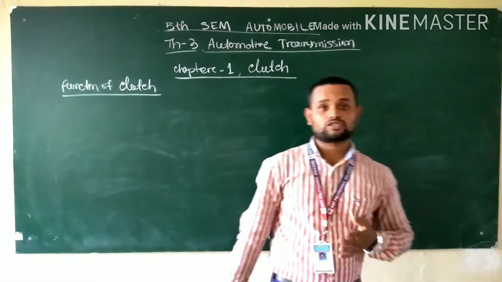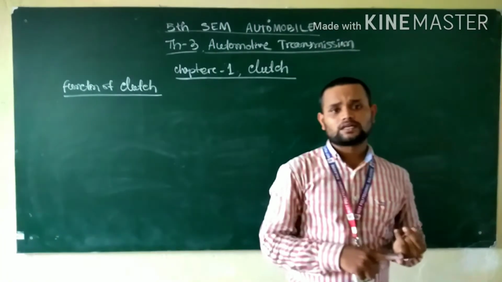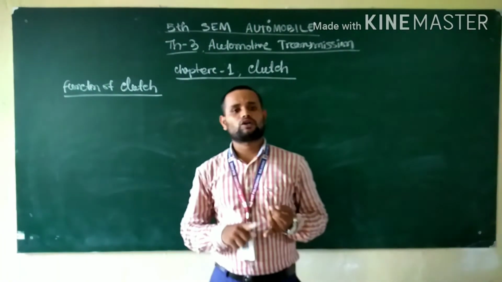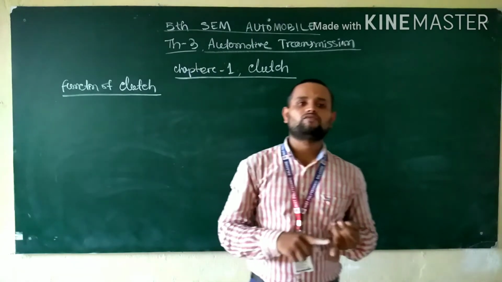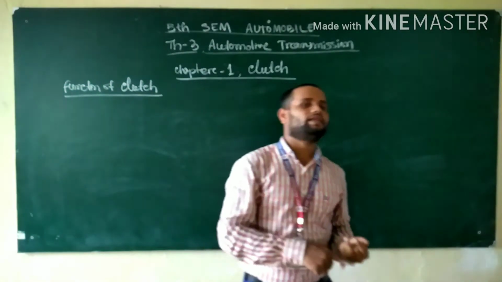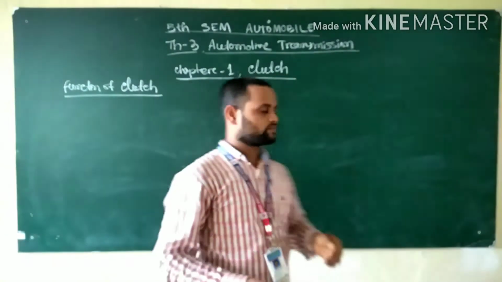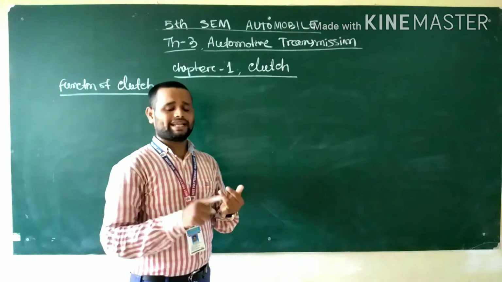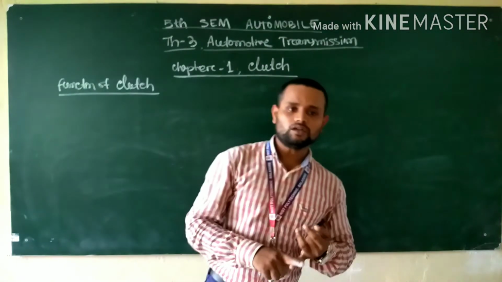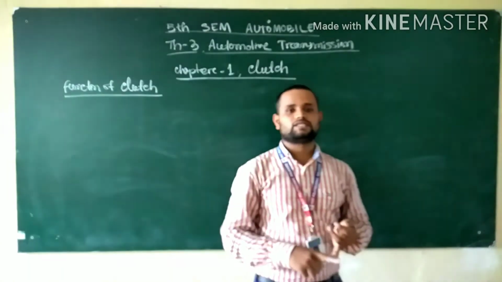So what are the functions of clutch? First one is to permit the engagement or disengagement of the gear when the vehicle is stationary and the engine is running. That is the first function. It will engage or disengage the gear when the vehicle is stationary and the engine is running.